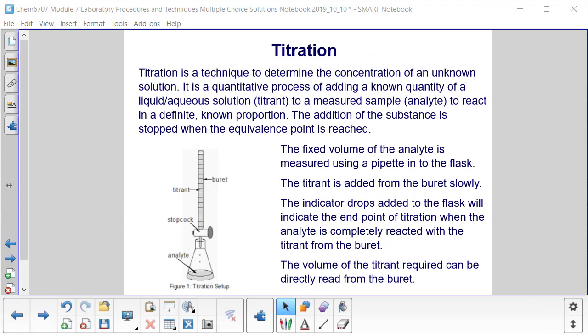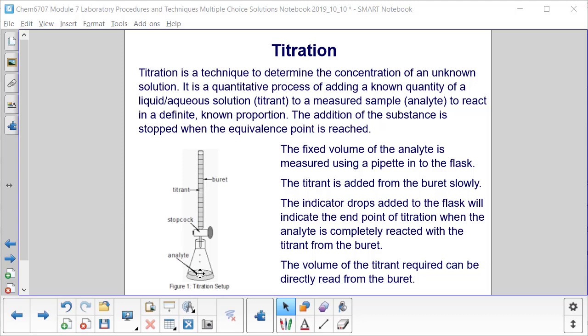Titration is a technique that we use to determine the concentration of an unknown solution. So what you have is a burette which contains the titrant. The titrant is the known concentration. We have these little volumetric measurements so that we can know exactly what volume of it we're adding. In the flask, you have your analyte, and this would be your unknown. You may not know the concentration of this analyte, but you know how many milliliters of it you have in the flask, right?